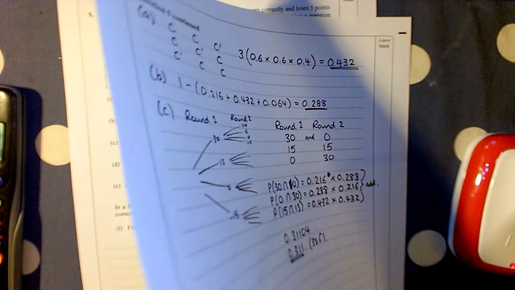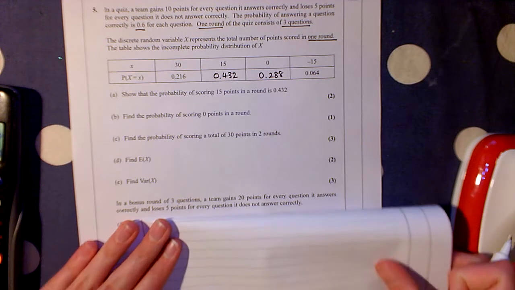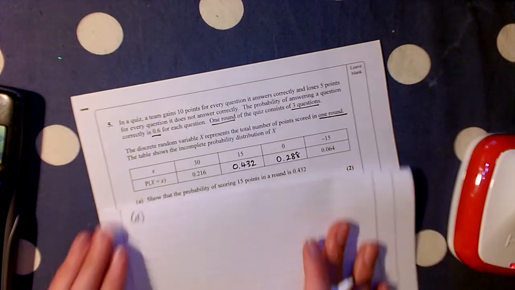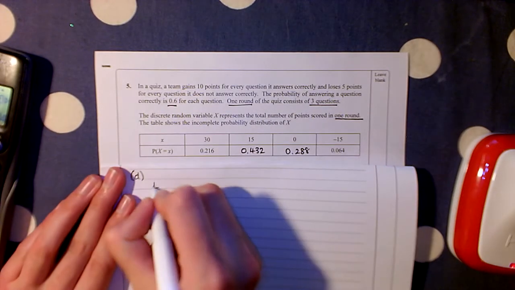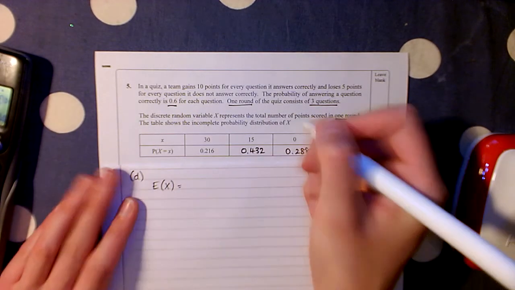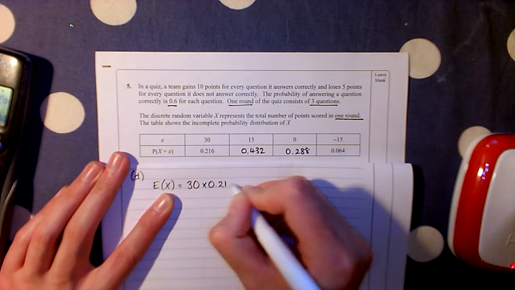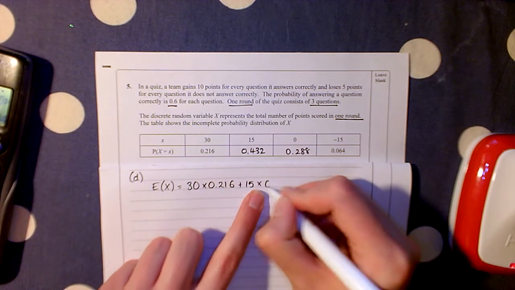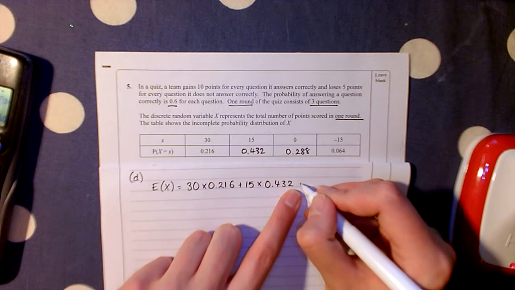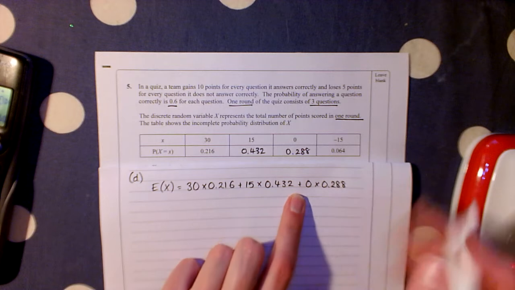Okay, then part D says work out the expected value of x. That's a routine calculation. We don't really need any of that. We go back to this table. The expected value of x is given by thinking that 30 happens with a weighting of 0.216, just over 20% of the time. 15 happens just over 40% of the time. 0 happens almost 30% of the time, although that will come out as 0.